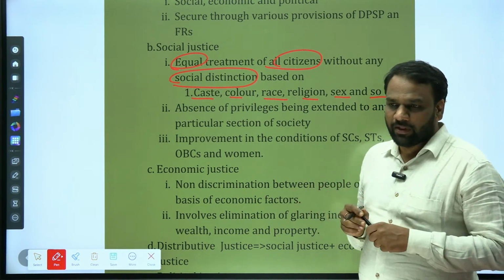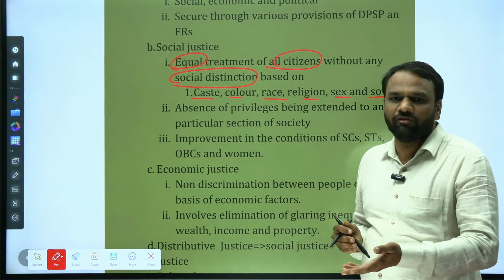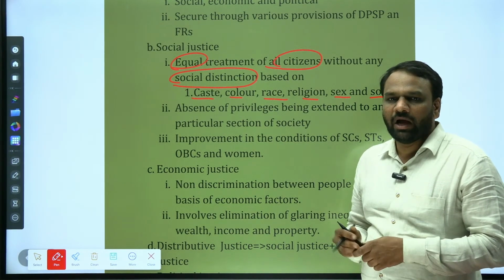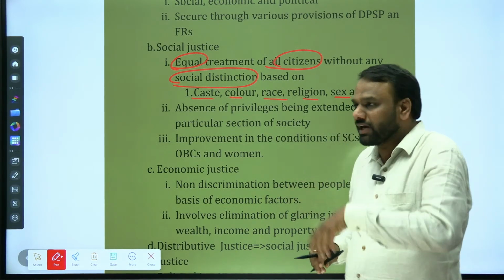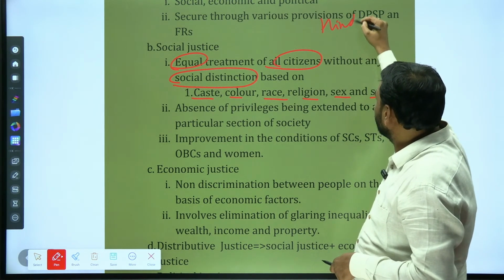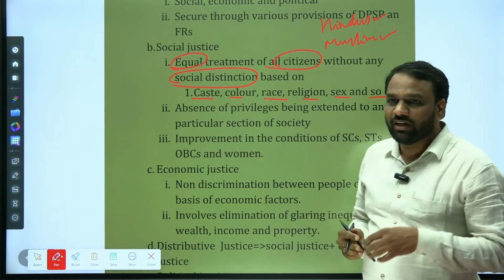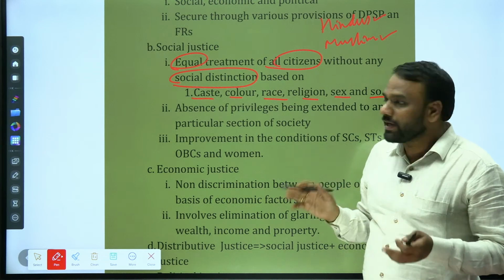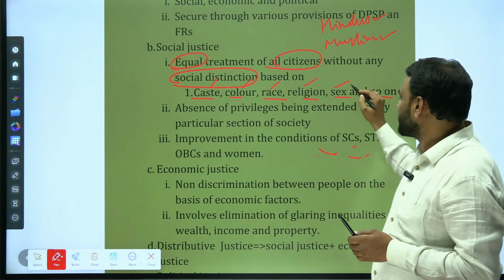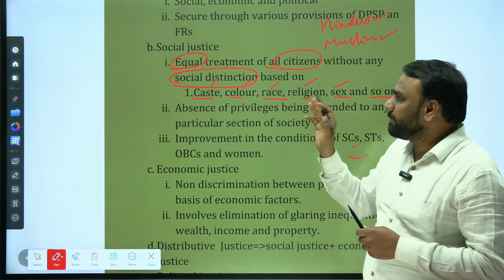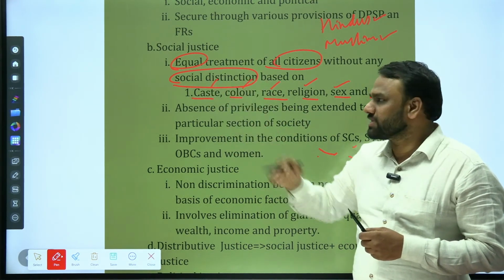I'll just give an example. Now suppose I want to go for a government recruitment. Let us consider the example of the IAS exam itself. I want to recruit. So when I am recruiting, I'll not make a discrimination that only people belonging to a particular religion, only Hindus should apply. Okay. Only Muslims should apply. So if I make such kind of notification, then it will be what? It will be a kind of discrimination. But in India, there is no such discrimination based on caste, color, race, religion, sex, and so on. Okay. So this is an example of social justice, and this social justice is ensured through fundamental rights. So fundamental rights we will be discussing later on.